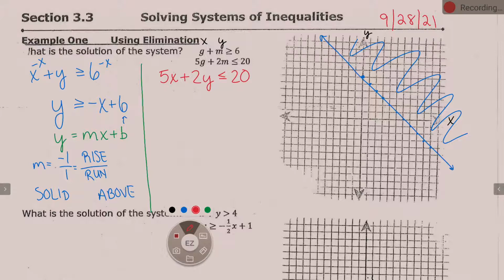What are you guys doing to graph this? Subtract the 5x. Get y by itself. So subtract 5x. Then I'm going to have 2y less than or equal to negative 5x. Okay, you can put it as 20 minus 5x if you want. My preference is to say negative 5x plus 20. Since it's 2 times y, we are going to divide every term by 2.